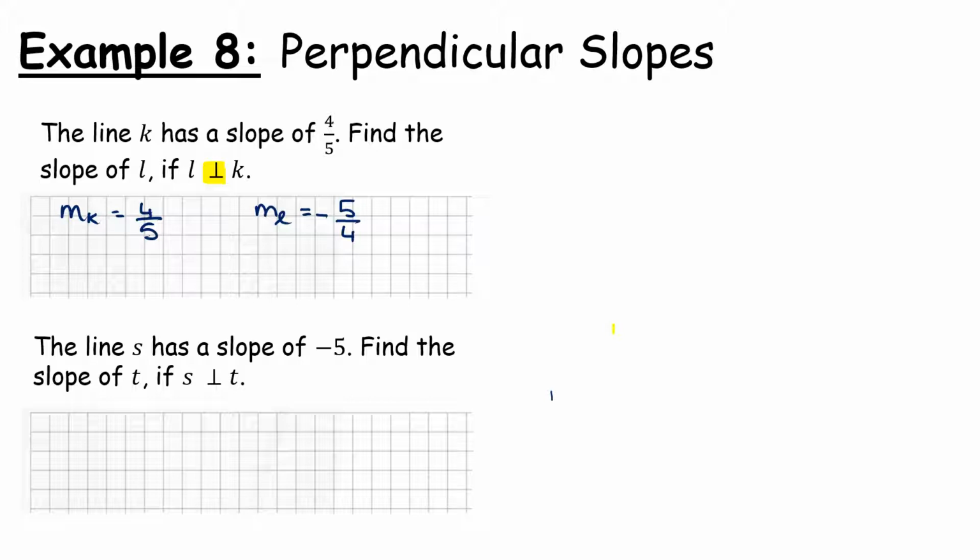Line S has a slope of minus 5. Find the slope of T if S is perpendicular to T. So the slope of S is equal to minus 5. Now remember that every whole number can be written over 1. Therefore, the slope of T is, when I flip it, 1 over 5. And that should be a minus, but I'm going to change the sign, so I get 1/5. And that is the slope of T. So it's as simple as that. It's not difficult, but it is something you do need to remember.